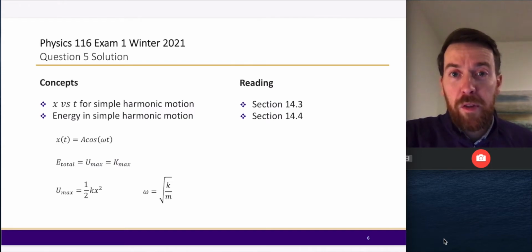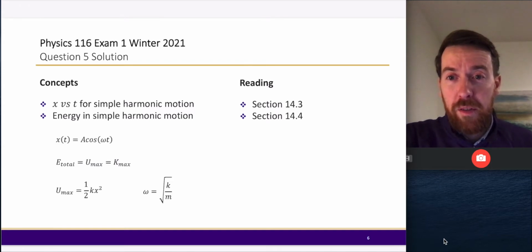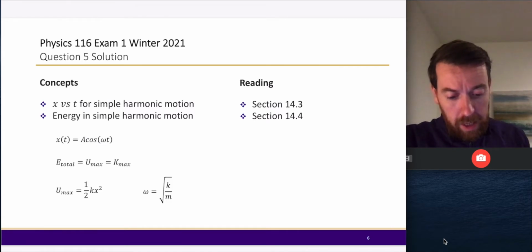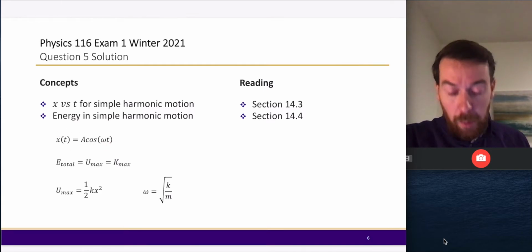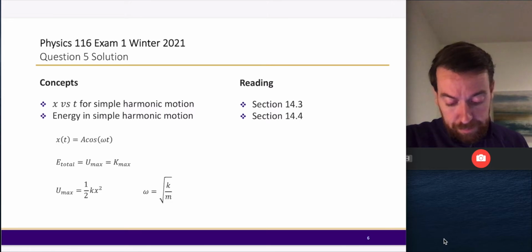So this will be the video for the solution to question 5 on the 116 exam 1 in winter 21. The key concepts in this particular question are understanding the position versus time expression for an object in simple harmonic motion, and connecting that with the second major concept: the energy in a simple harmonic oscillator.